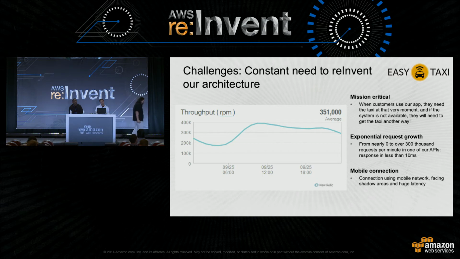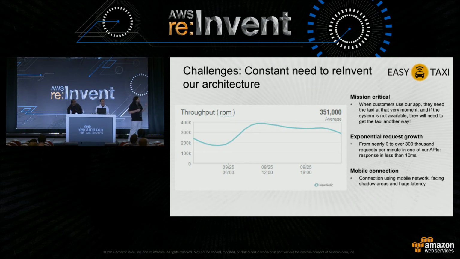One other thing, on top of that availability, is the mobile connections. They are horrible in some places. They are really bad. Brazil, it's very bad. We have shadow areas where we don't have coverage. We have a huge latency added. Some places we don't even have 3G, we have 2G. And that's something else that is bad for us.